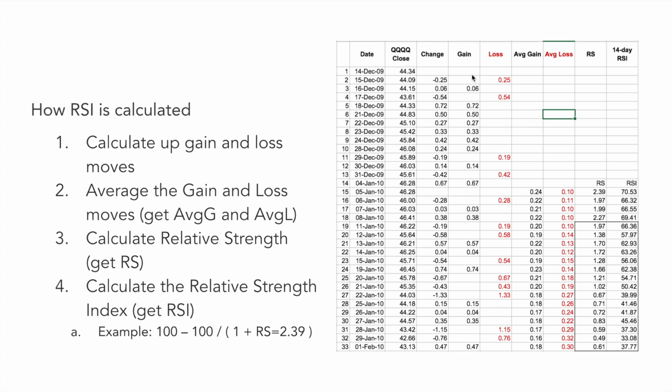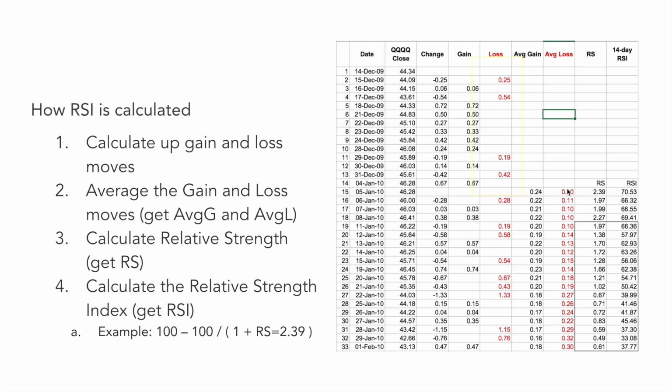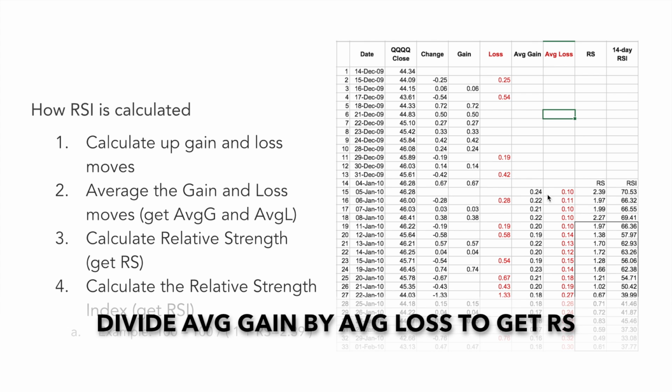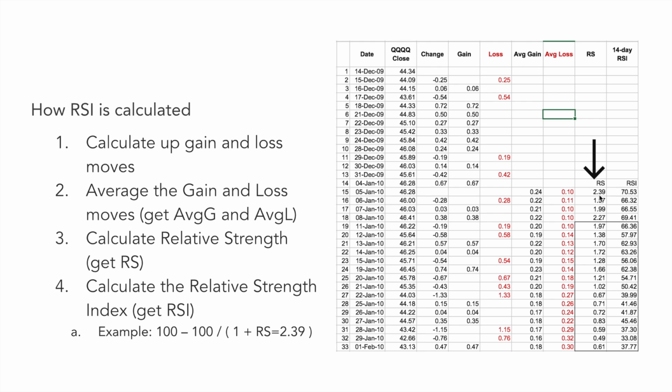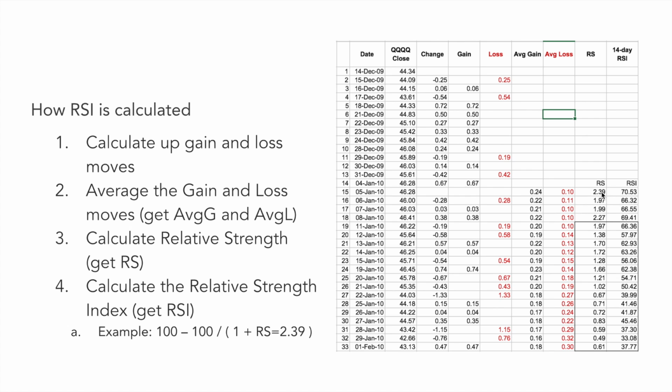How you do that is you take the sum of all the gain moves in the last 14 days, divide by 14 to get your first average gain. Then you do the same thing for all the loss moves: you add them all up and divide by 14 days to get your average loss. Once you've got the average gain and average loss, you divide the two numbers to get your relative strength value. Once you have your relative strength value, you use the original formula we talked about: 100 minus 100 over 1 plus RS equals 2.39, which is our value in this example.